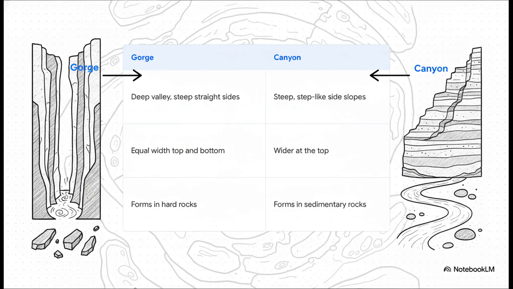Canyons, on the other hand, are often carved in softer, layered rock. They're also deep, but they have those very distinct step-like slopes and are way wider at the top.